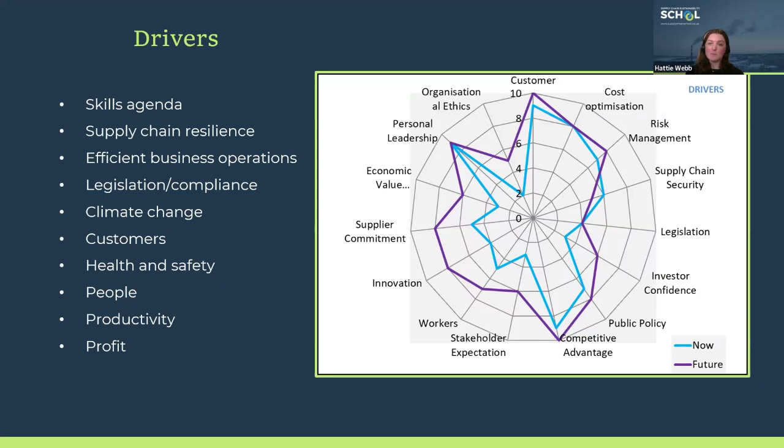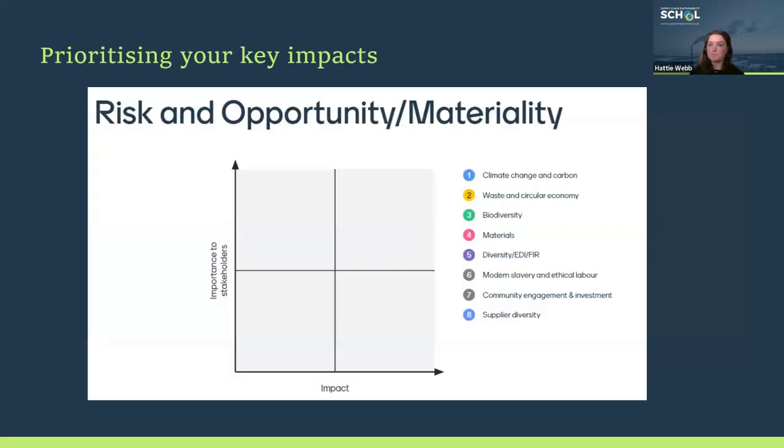So you can use this to shape your strategy. You know you need to engage with your customers. You can also look at it from a future perspective. So will your drivers change? So for example, that purple line there, leadership, organizational ethics, and innovation are coming up as potential drivers for the future. So you can then use this to shape your strategy looking long term. Remember that strategies can be up to 2040. So, thinking, how do we improve ethics? How do we include this in our strategy? So, overall, this is about what is driving your organization.